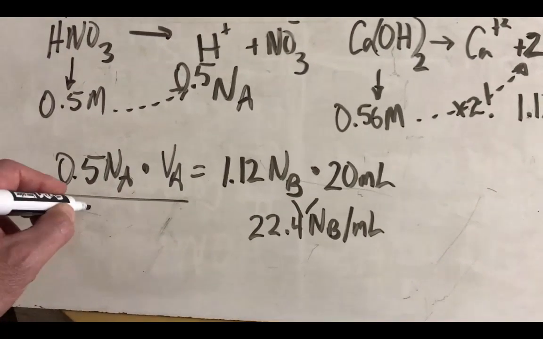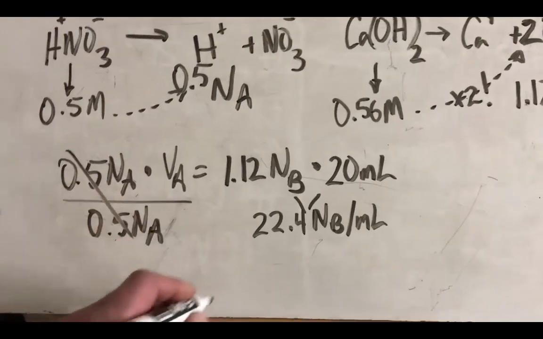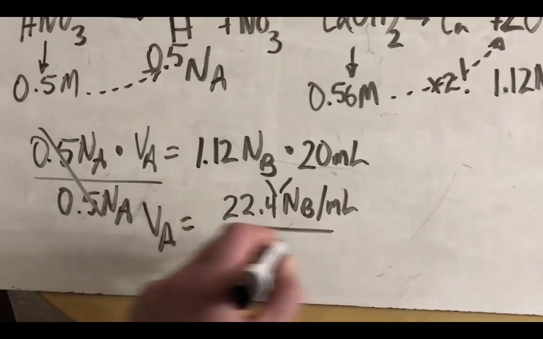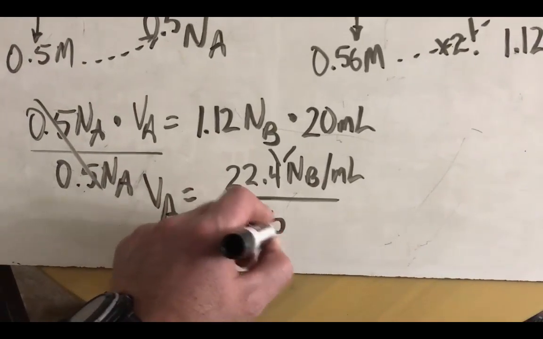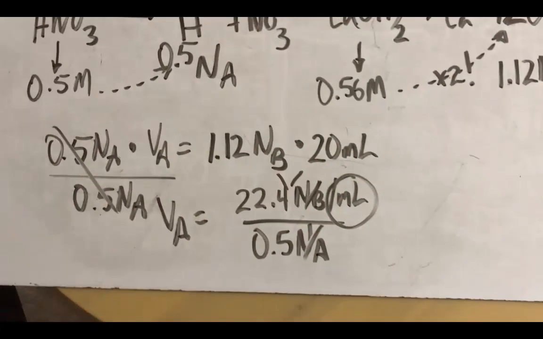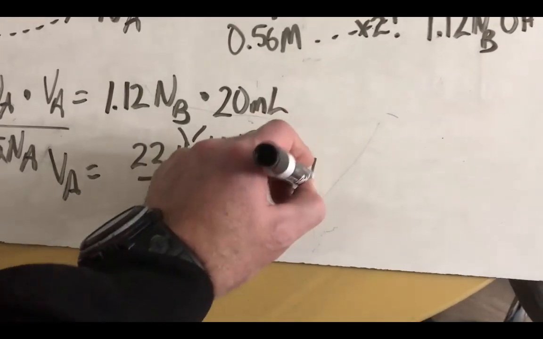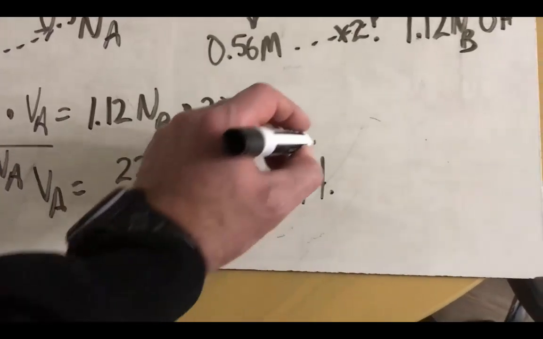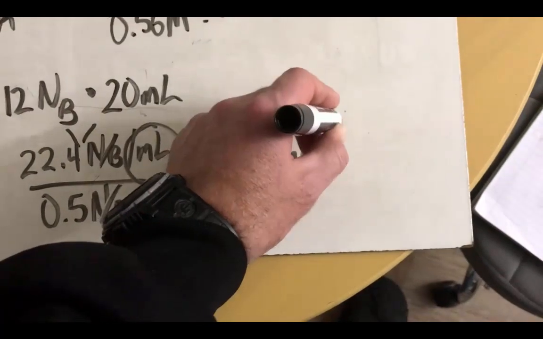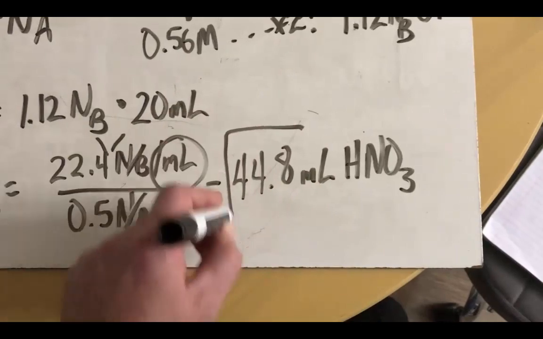To get Va by itself, I divide by 0.5 normal for my acid. What I do to one side, I do to the other. So 0.5 normal acid. Normalities canceled. My answer will be in milliliters. And when we do this, my answer will be 44.8 milliliters of my HNO3, my nitric acid.